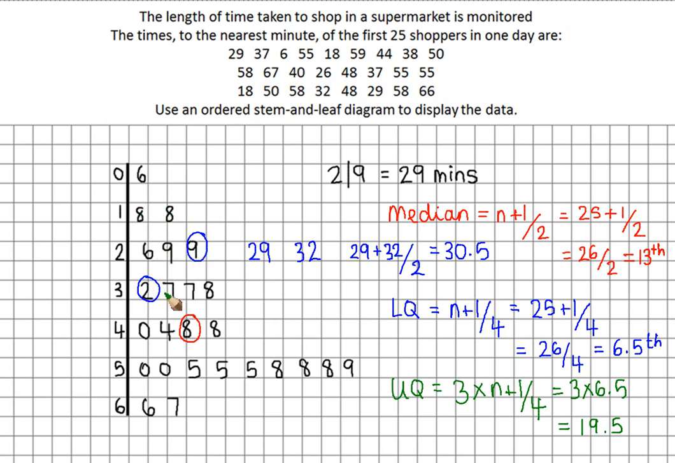So 1, 2, 3, 4, 5, 6, 7, 8, 9, 10, 11, 12, 13, 14, 15, 16, 17, 18. So our 19th is there, our 20th is there. So we're looking at 55 and 58. So again, we want halfway between the two. So 55 plus 58 divided by 2, which is 56.5. We've also got to have the lowest and the highest, so our lowest is 6 and our highest is 67.